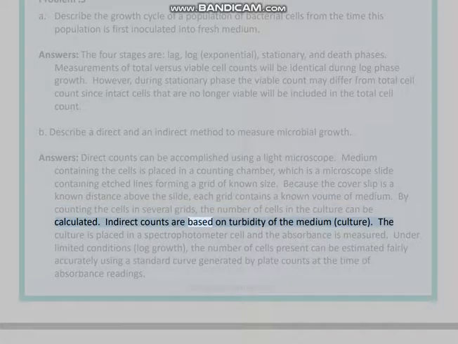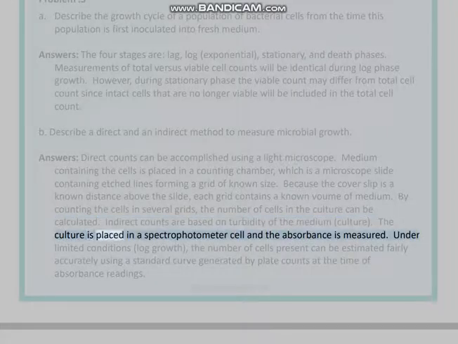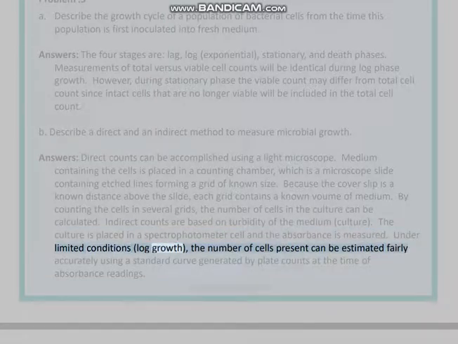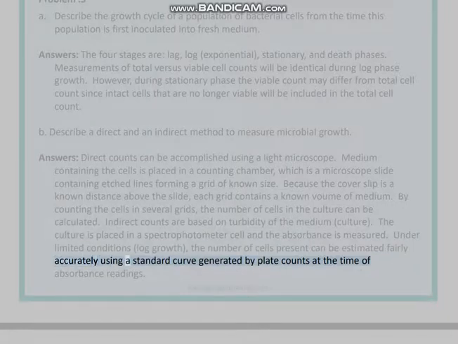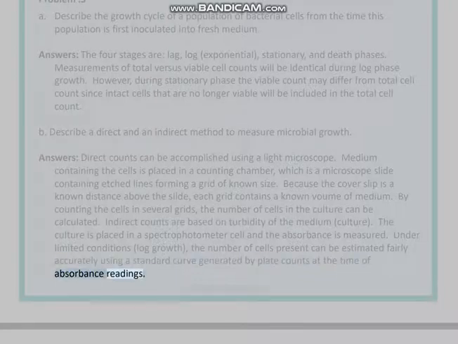Indirect counts are based on turbidity of the culture. The culture is placed in a spectrophotometer cell and the absorbance is measured. Under limited conditions, log growth, the number of cells present can be estimated fairly accurately using a standard curve generated by plate counts at the time of absorbance readings.